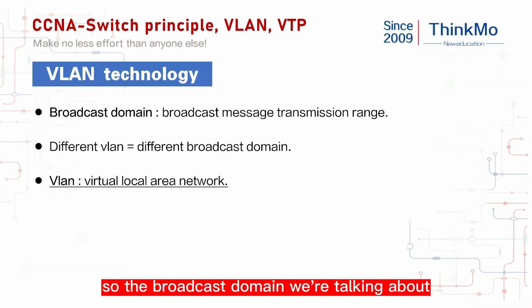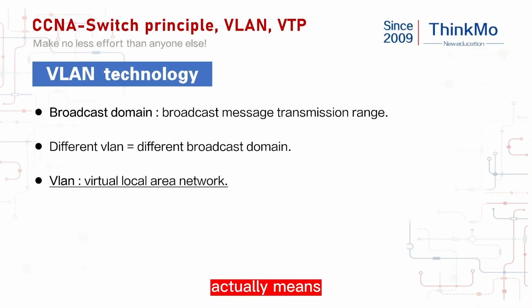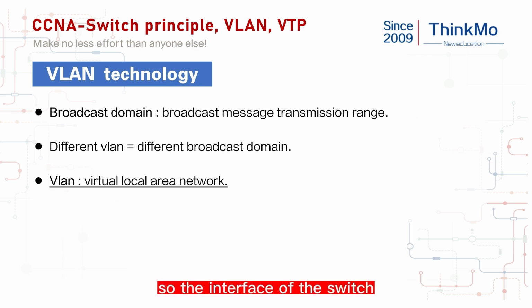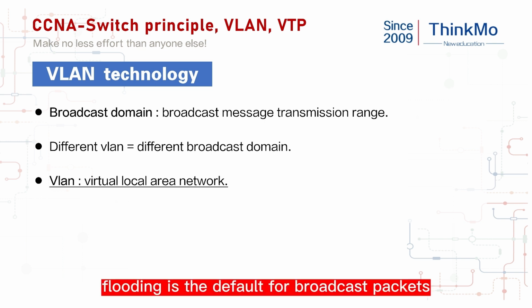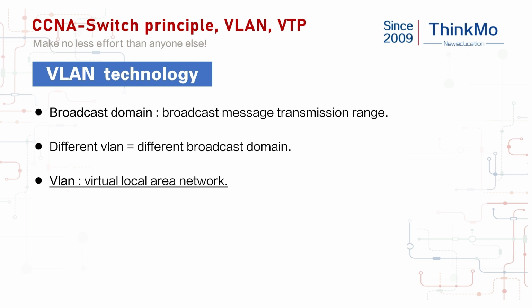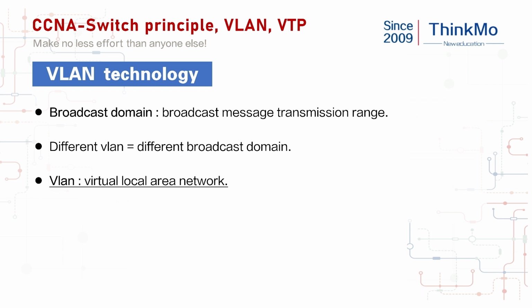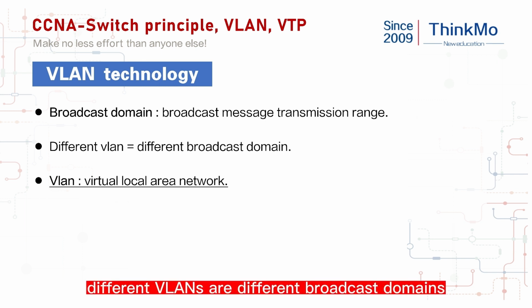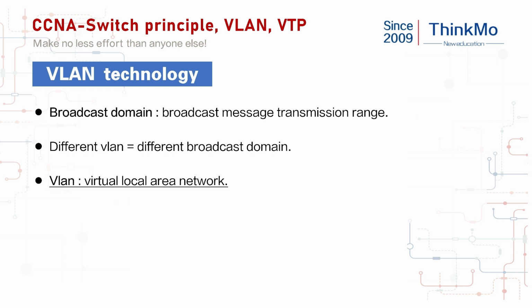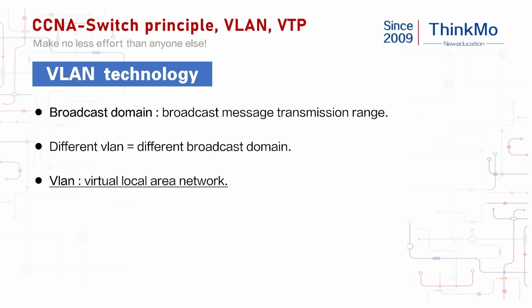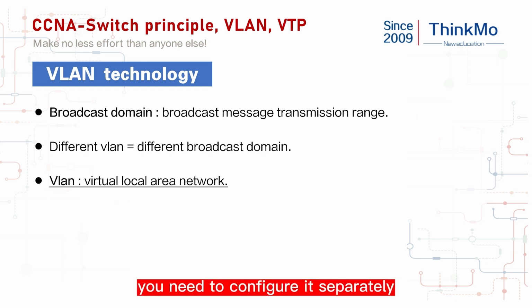So the broadcast domain we're talking about actually means the delivery range of a broadcast message. Flooding is the default for broadcast packets on the switch interface. And I tell you, all interfaces of a default switch belong to the same broadcast domain. Different VLANs are different broadcast domains. But unfortunately, by default, the switches are all in the same VLAN. If you want to control it in the future, you need to configure it separately. Okay.